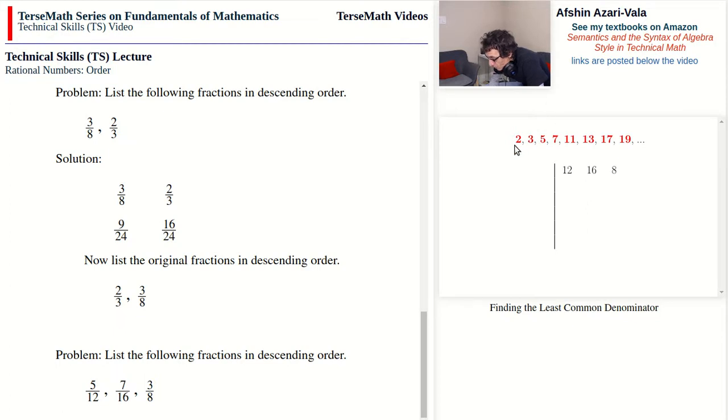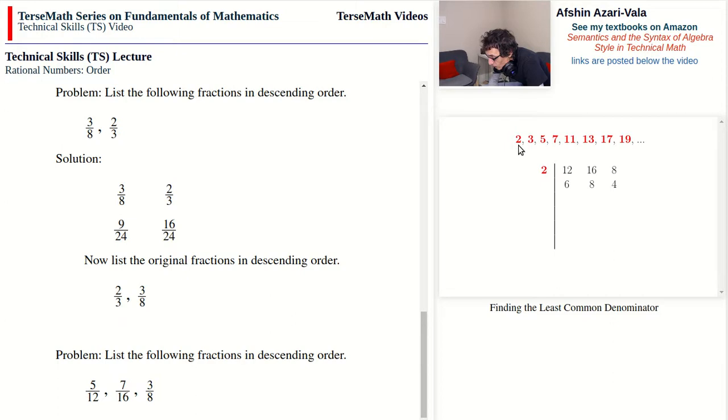Then we start with the first prime, which is 2, and we ask ourselves, does 2 go evenly into any one of these numbers? And the answer is yes. In this case it goes into all 3 of them. It doesn't have to. So long as it goes into even 1, we use it. And we put the prime number 2 here, and divide any of 12, 16, and 8 that are divisible by 2. We divide them by 2 and write the answers down. So 12 divided by 2 is 6, 16 divided by 2 is 8, and 8 divided by 2 is 4.